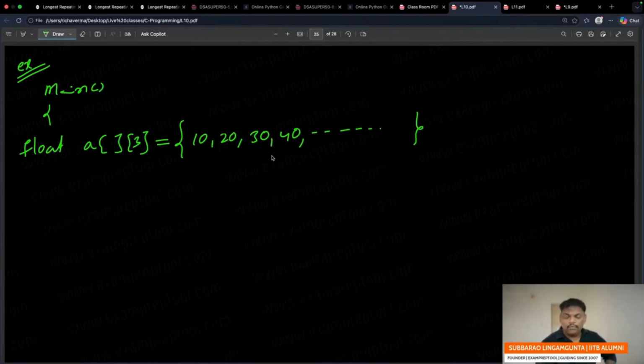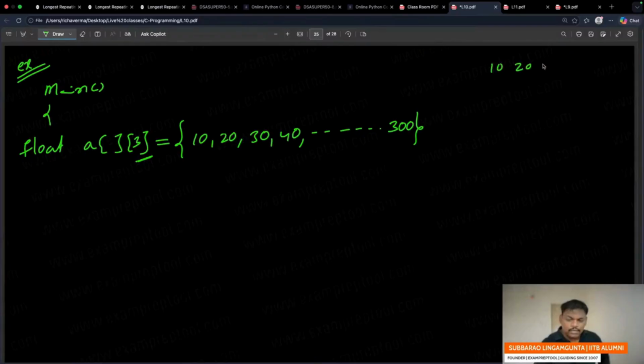10, 20, 30, 40, 300. Right? 300. Careful. 10, 20, 30, 40, 300. So that means, see this one. 3 columns are there. Rows is not mentioned. 10, 20, 30, 40, and so on, until 300, with a 10 difference.